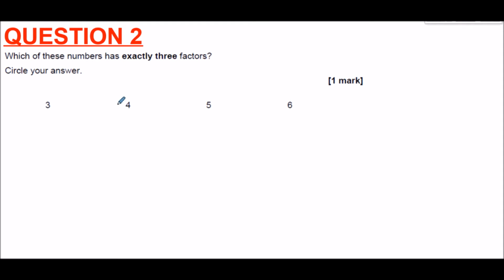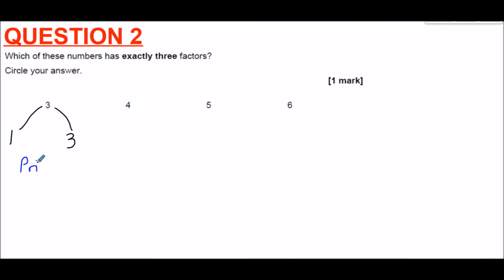Question 2. Which of these numbers has exactly 3 factors? So what we can do is just take them number by number. We've got 4 different numbers. Let's think of the factors of 3 first. 3 only has 2 factors. We can only divide it by 1 and 3. Remember, factor means fit. What numbers fit into each number? So 3 just has 2 factors, itself and 1.